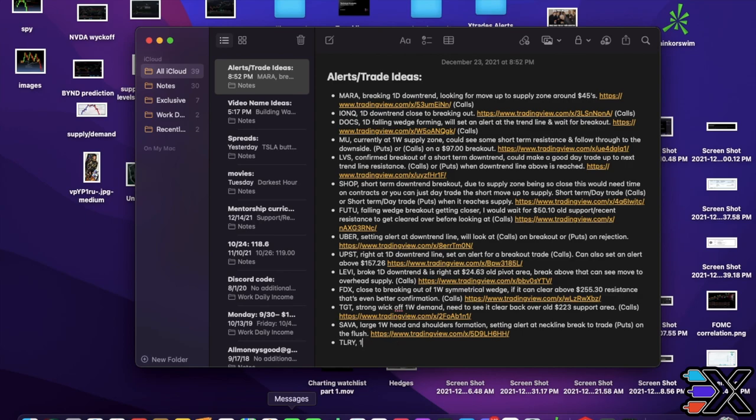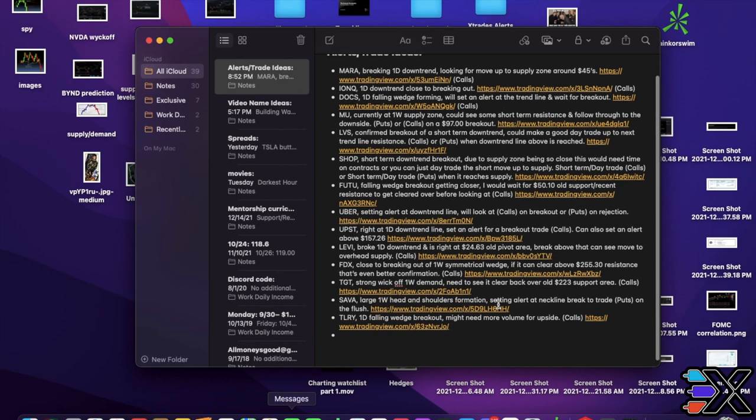So we got Tilray. One day falling wedge breakout. Might need more volume for upside calls. Then we add our link.